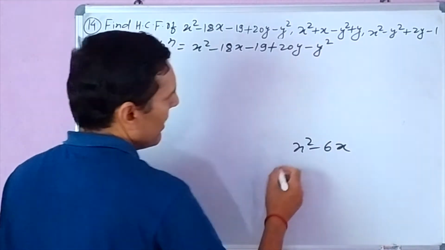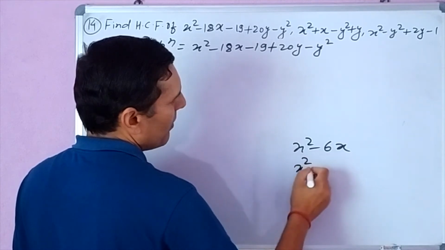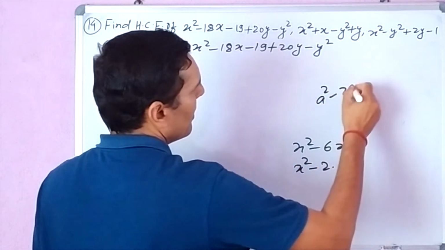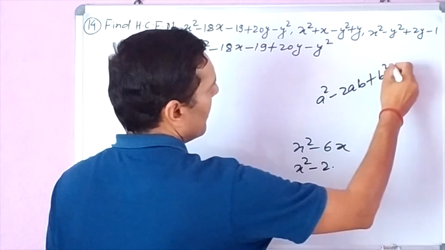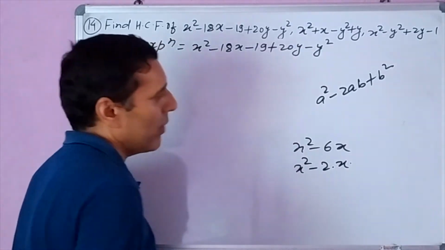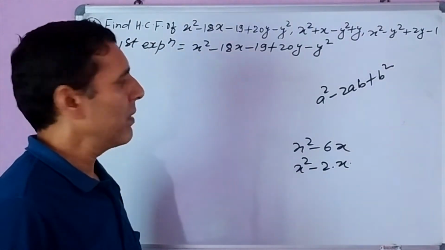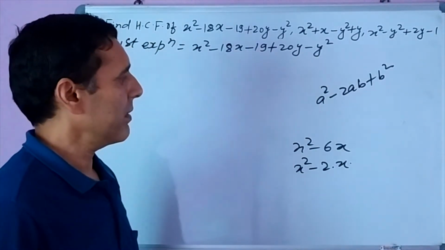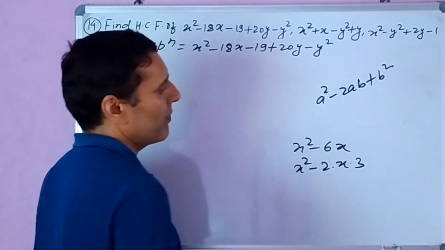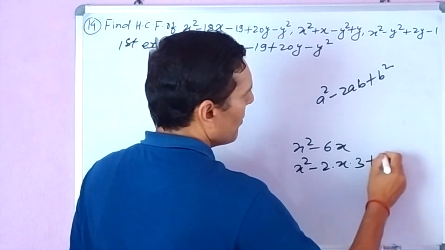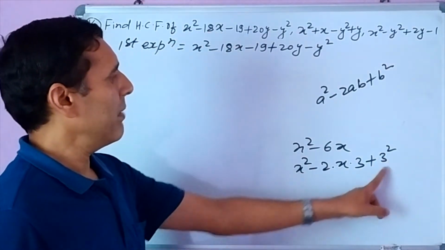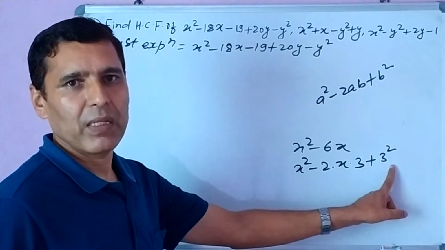So how do we complete the square? Look here, from the formula we are making a square minus 2ab plus b square for this. 2a is x. Now what should b be? To make it 6x, it should be 3. If b is 3, then b square should be 3 square.